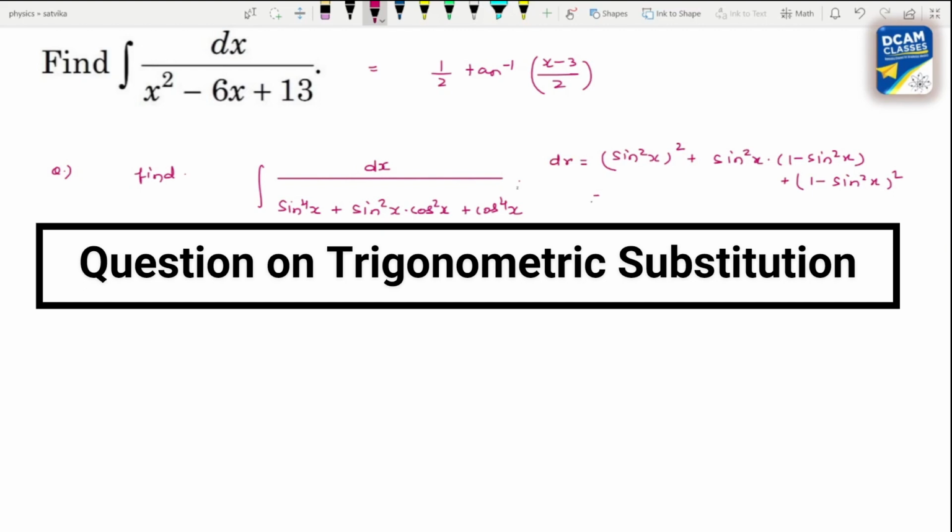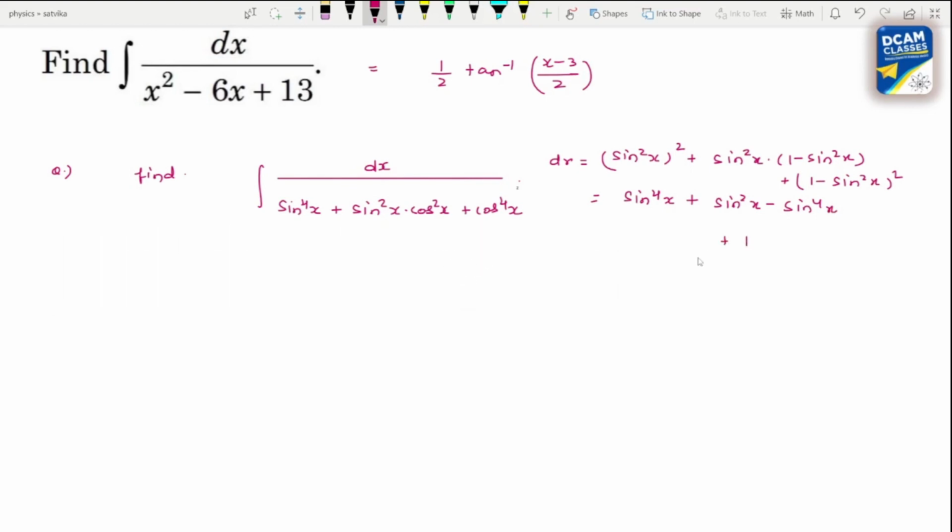If you see, it will become sine power 4x plus sine square x minus sine power 4x plus 1 plus sine power 4x minus 2 sine square x, right? Yes, they will be cancelled. So this will be cancelled with this 1, and ultimately you will get 1 plus sine power 4x minus sine square x. But after this, what will you do?